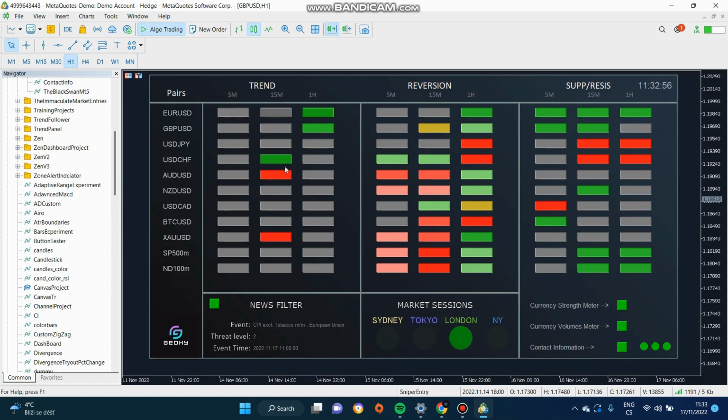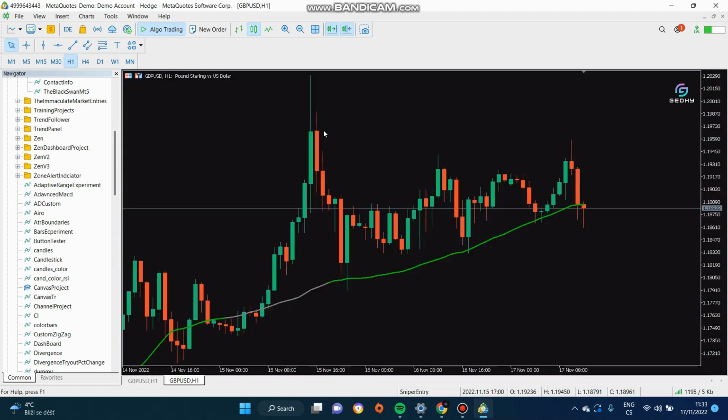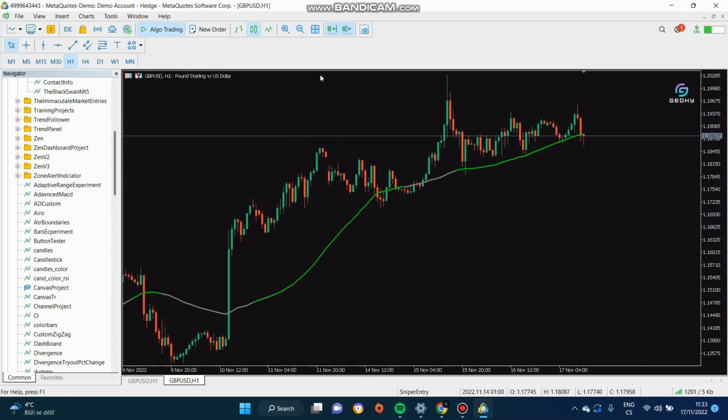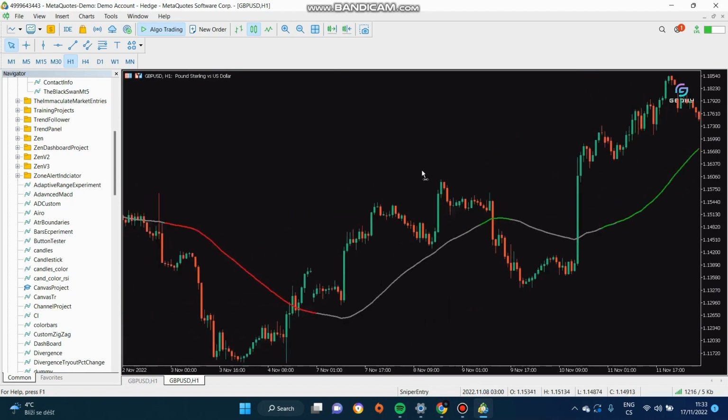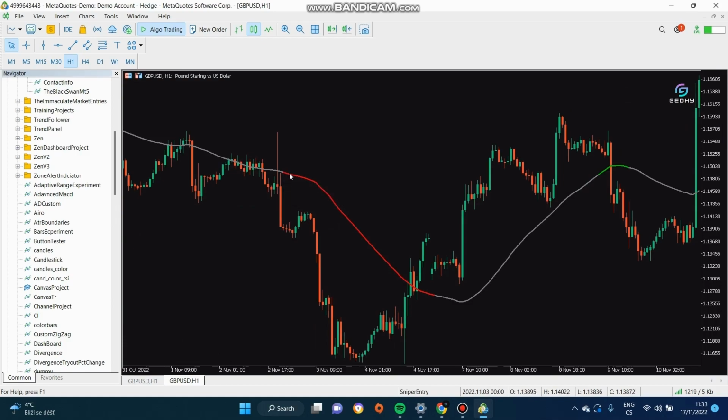For this case, we'll open GBP USD on 1 hour chart. Just click on it, and as you can see, you have been taken there. This line works the same. If the line is green, then there's an uptrend, and if the line is red, then there's a downtrend.